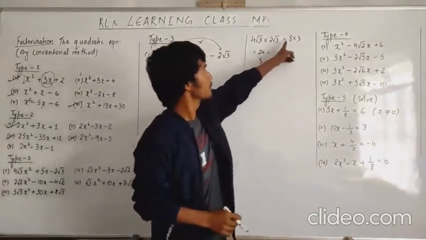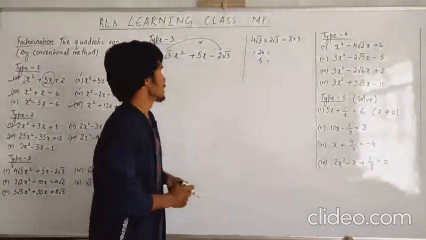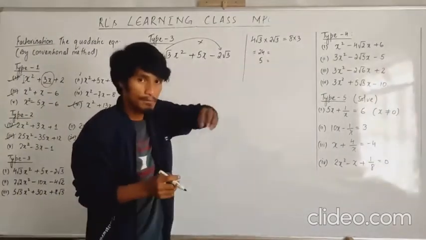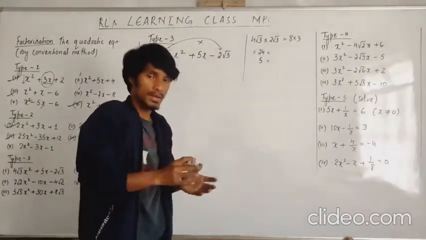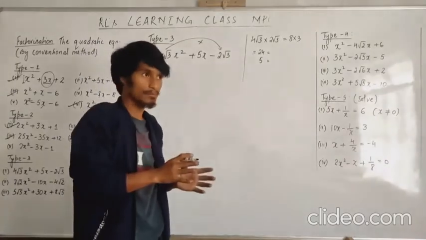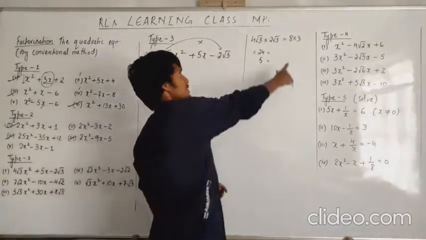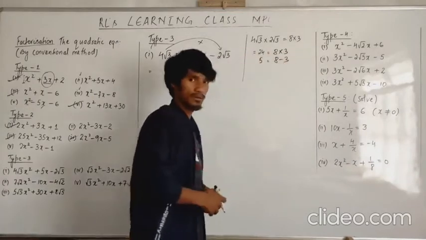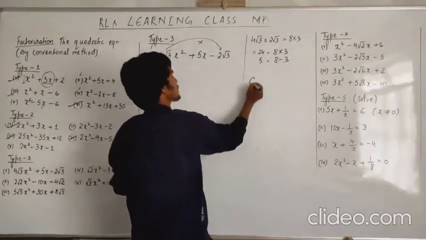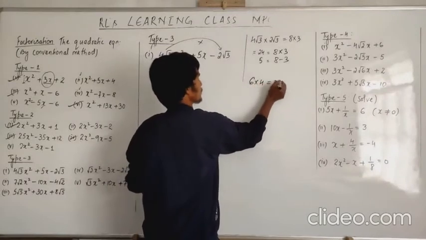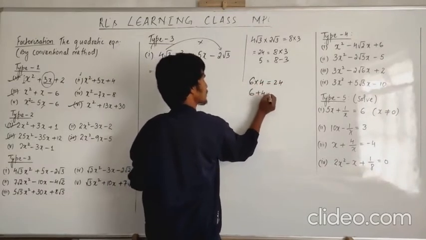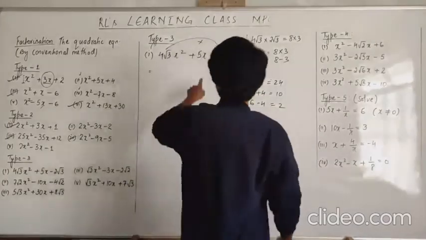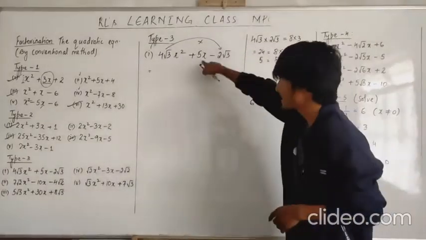Then we got 24. Now which numbers will multiply to get 24, and when we add or subtract them, we get 5? 8 into 3 will be 24, then 8 minus 3 will be 5. I can also do 6 into 4 is equal to 24. But 6 plus 4 is equal to 10, and 6 minus 4 is equal to 2. But here is 5.